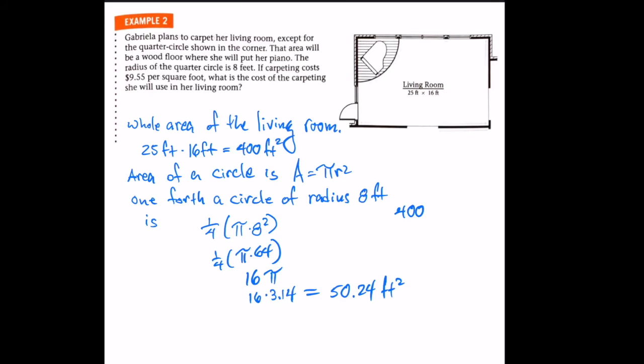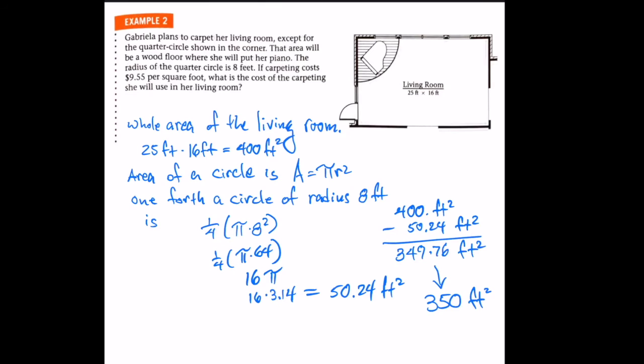Now we're going to take 400 square feet and we're going to subtract 50.24 square feet. So when we subtract, we end up with 0.76. This ends up being a 9 that carries down, and this ends up being 34. And this is representing square feet. So we're going to go ahead and just round square feet up to 350 because you need extra carpet anyway, but that's the number of square feet of carpet we're going to have.